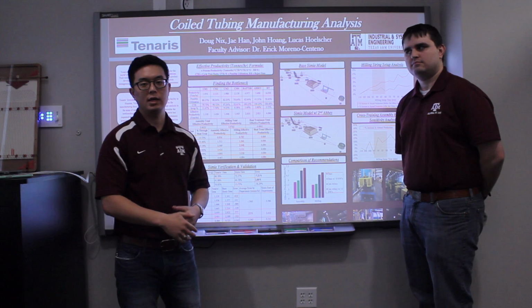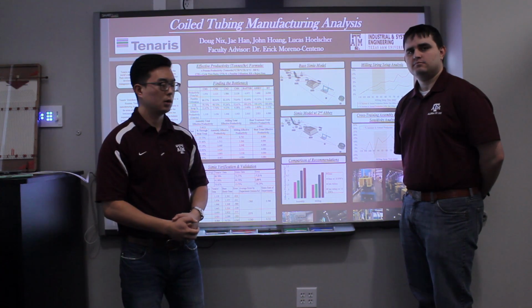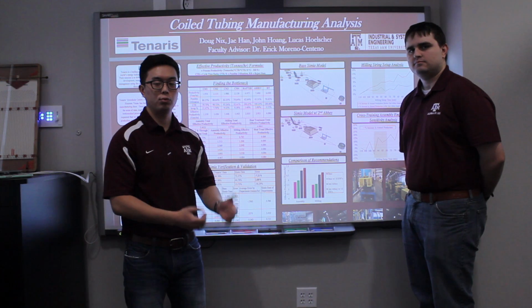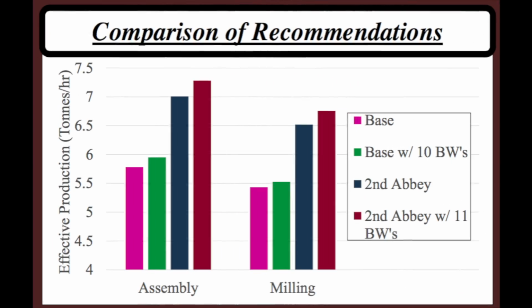We know that the bottleneck is at our milling department, so our recommendations consider ways to improve productivity in milling. The chart here will show the comparison of our recommendations. Our first bar represents the base model, or what represents the current process, or productivity in the process.